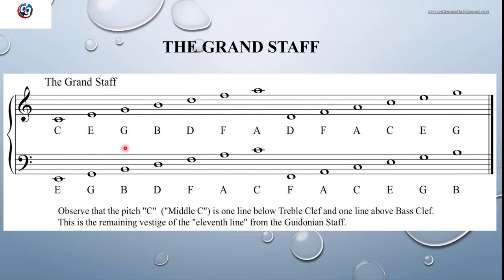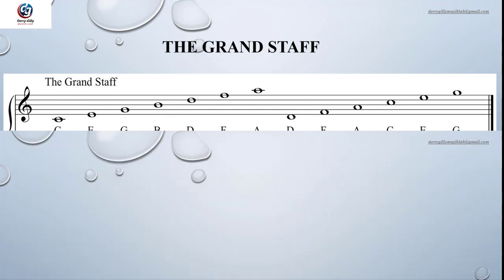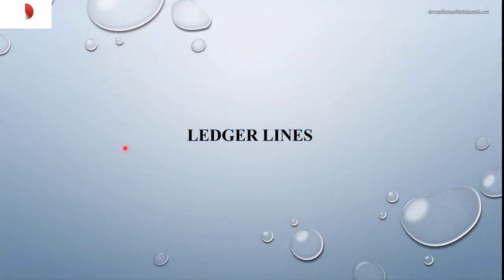Since the two staves, that is the treble and the bass, are separated from one another in the grand staff, it is very necessary to use symbols to extend each beyond its 5 lines. Okay, and this is going to introduce us to our next subheading, which is the ledger lines.